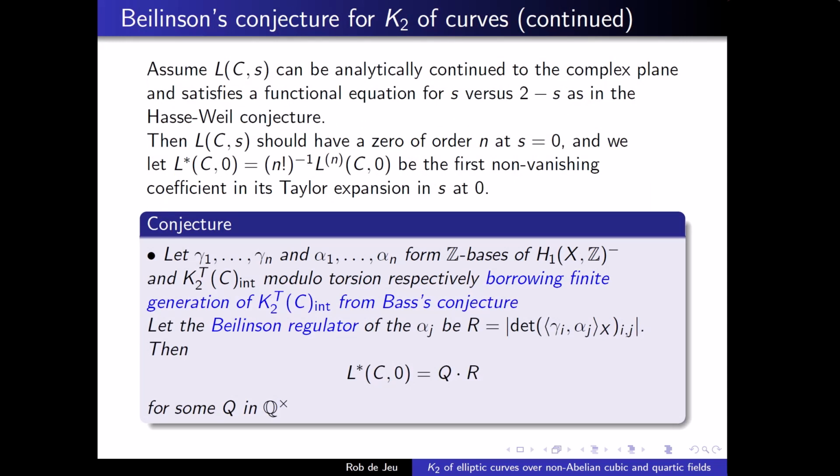So you take supposedly the Z basis of your K2, the integral elements in your curve, supposed to be of rank n. The H1 minus of the Riemann surface also has rank n. And then this pairing that we had is supposed to be non-degenerate. If you then compute its determinant, you get a well-defined number, and that should be related to this L star at 0 in this way: a non-zero rational number times the regulator. And of course you can indeed rewrite it, if you like, in terms of L of C2.